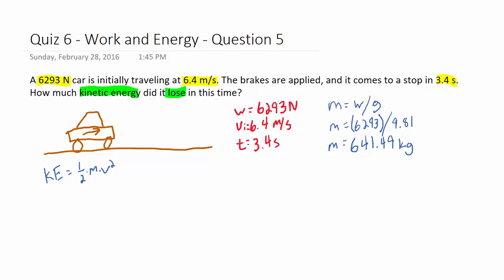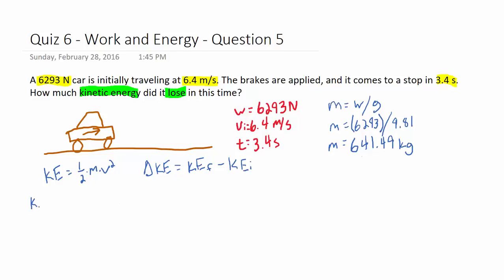And now we can use this equation over here because we now have the mass. Since we need to find how much it lost in this time, we need to find out the change in kinetic energy, which will just equal the kinetic energy final minus the kinetic energy initial. So first let's find out the kinetic energy initial.